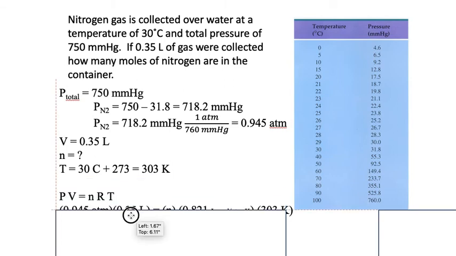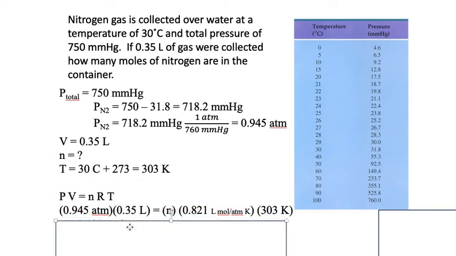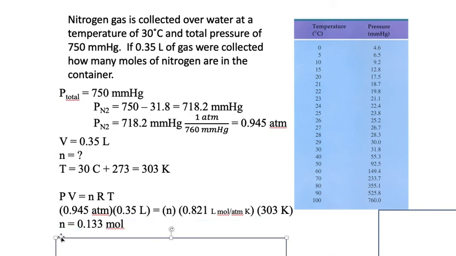So now I'm going to plug everything into PV equals nRT. Again, when I plug in the pressure, it's not the total pressure, but the pressure of just the nitrogen after I've subtracted out the water vapor. Then we're just using algebra to solve, and we get the number of moles of nitrogen in that sample.